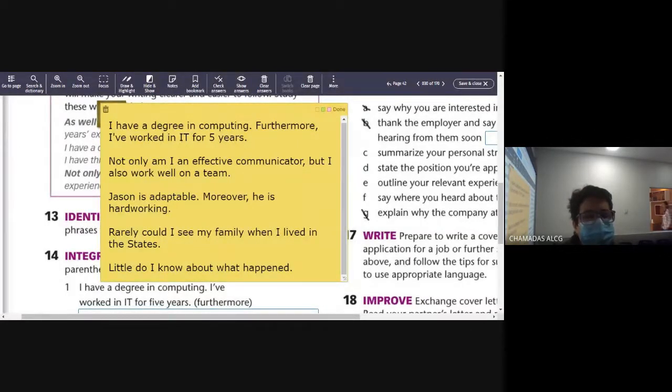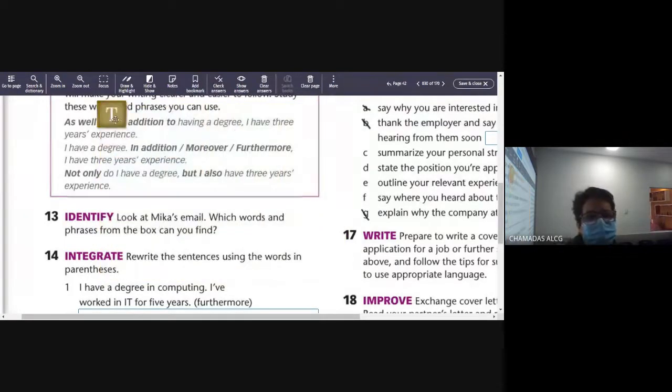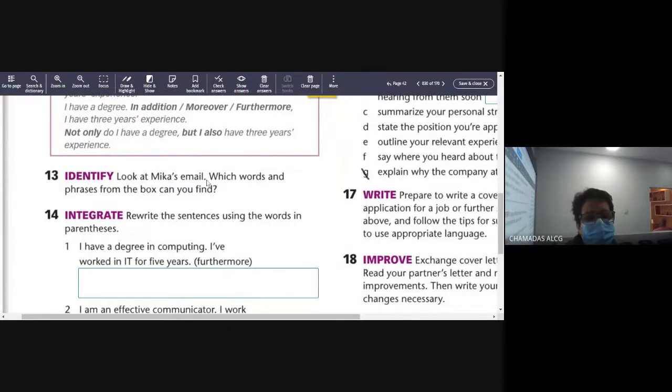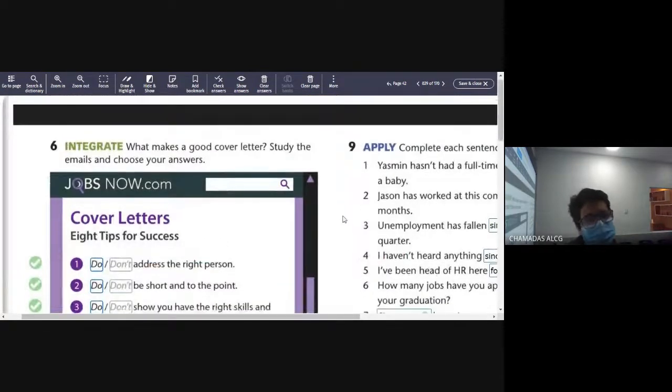All right, people, I'm just opening a parenthesis here to show you that with negative linking words, although I'm adding information, I have this word here that makes it negative. So I need to change the sequence, okay? So here, let's look at Mika's email. Which words and phrases from the box can you find? So let's take a look there.